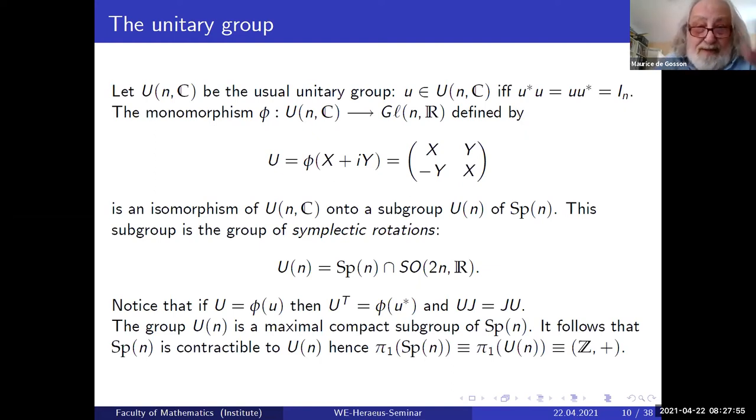Also, by the way, the group U(n) is a maximal compact subgroup of the symplectic group. So it means that the symplectic group is contractible to U(n), from which you deduce various properties of Sp(n). For instance, you can calculate the first homotopy group and see that it's the same as that of U(n), and so on and so on. But we will not need these properties here.